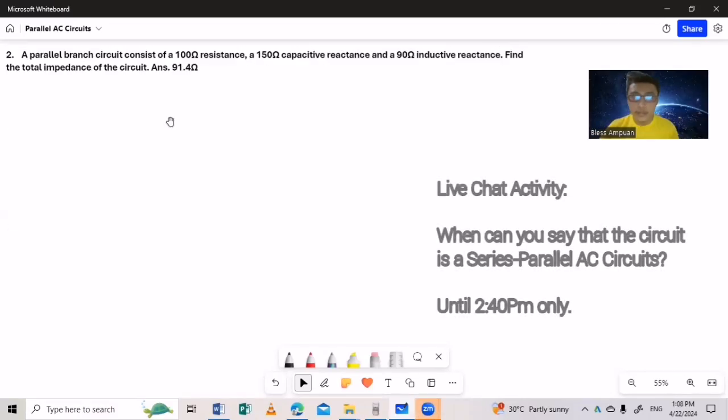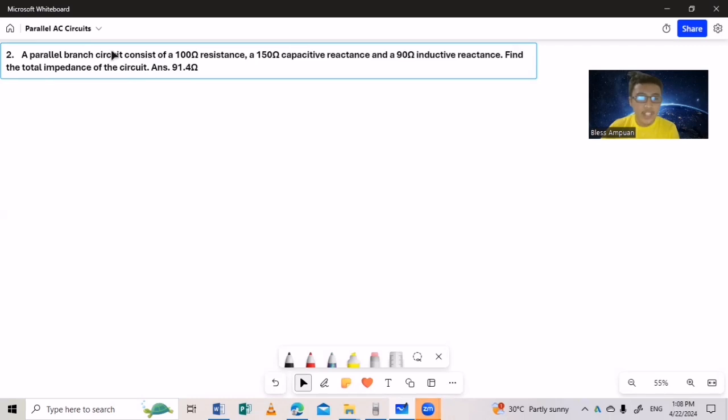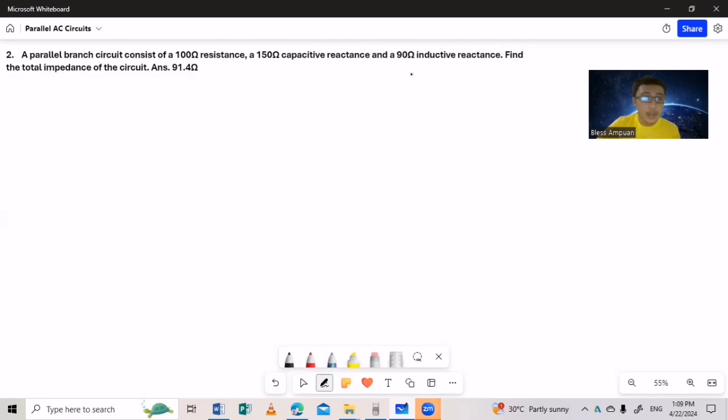Okay. So for our second example, we're going to analyze a problem that is again in parallel. The branch circuit is connected in parallel. We have a 100 ohm resistance, 150 capacitive reactance, and 90 inductive reactance given. So all three components are connected in parallel. I hope that you know how to transform a worded problem to a circuit diagram.